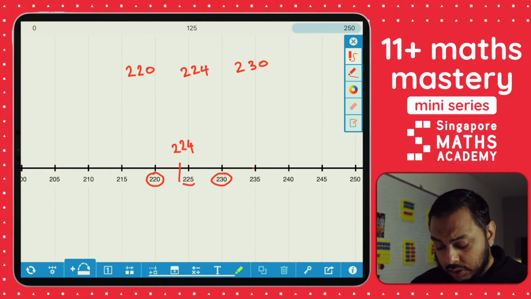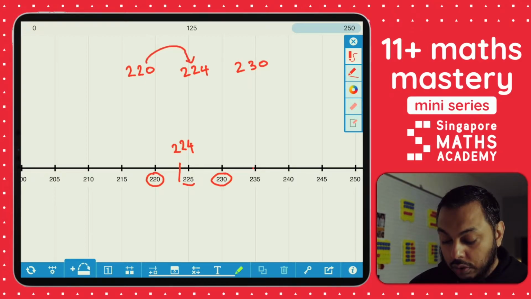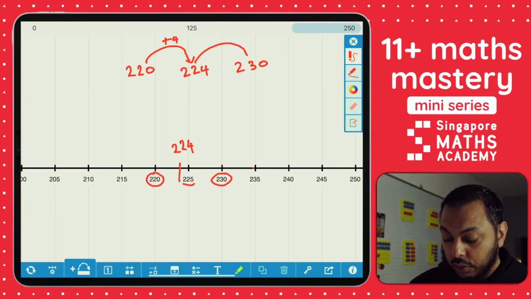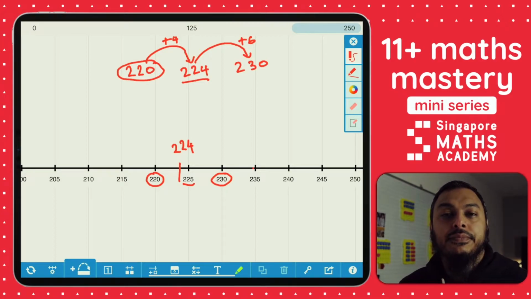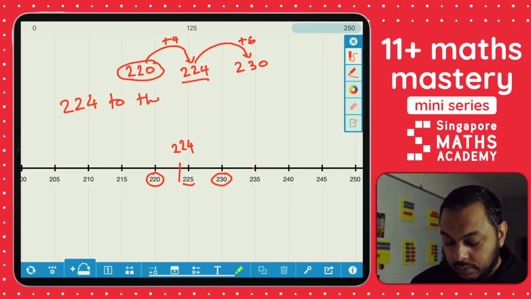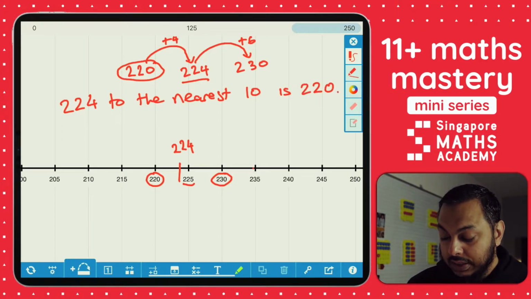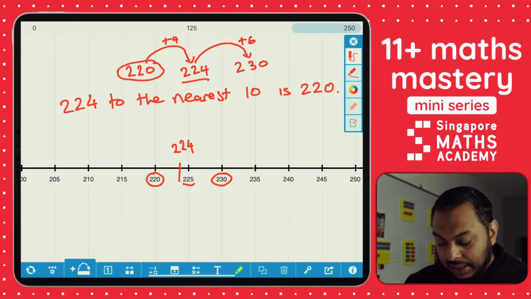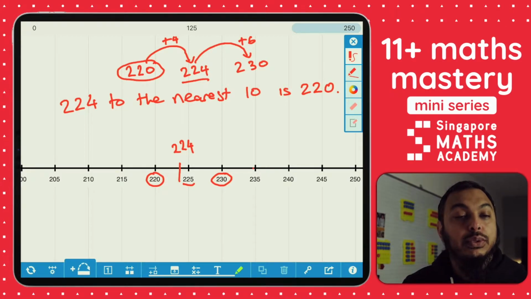But which one is it closest to? From 220 to 224, we're only adding 4. But from 224 to 230, we're adding 6. And so to get to the nearest 10 for 224, it's only 4 steps to get to 220. And so 224 to the nearest 10 is 220.